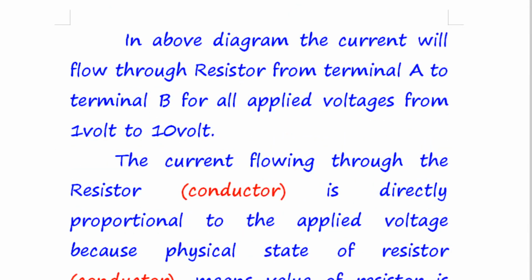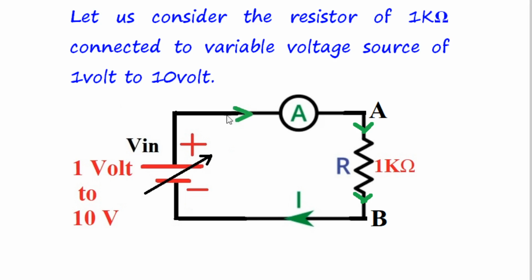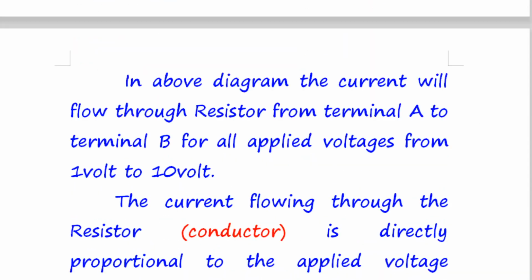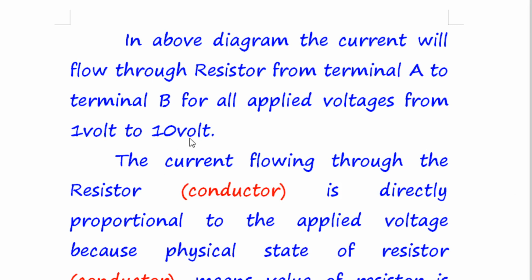So now let us see here. In the above diagram, the current will flow through the resistor from terminal A to terminal B for all applied voltages from 1 volt to 10 volt, because the resistor is a passive component, and it passes current in both direction. Now we have connected it in this direction, positive to the upper terminal A of the resistor and negative to the lower terminal B of the resistor. So current will flow for all applied voltages from 1 volt to 10 volt.